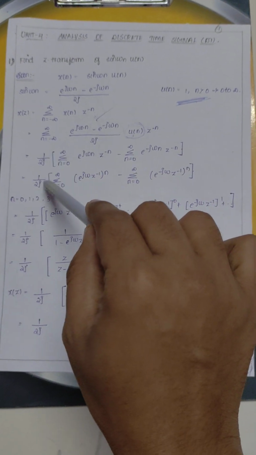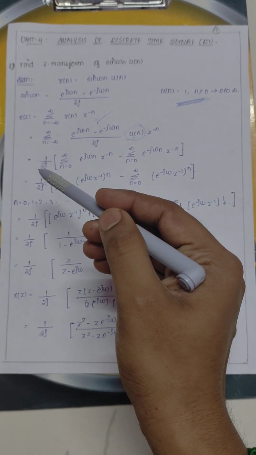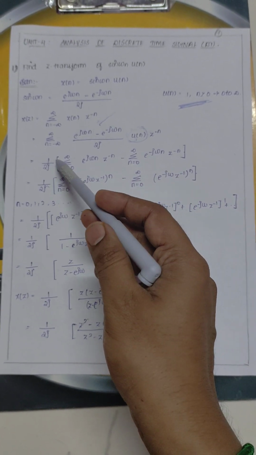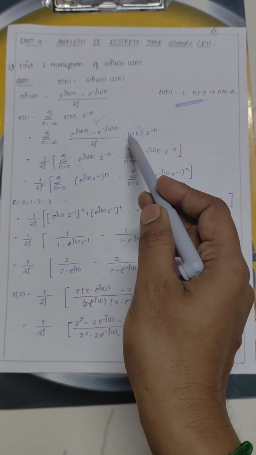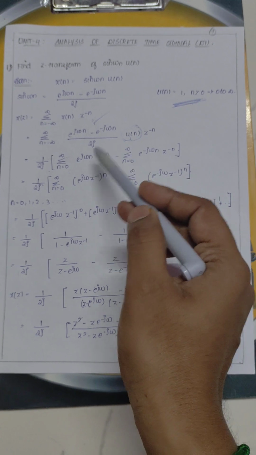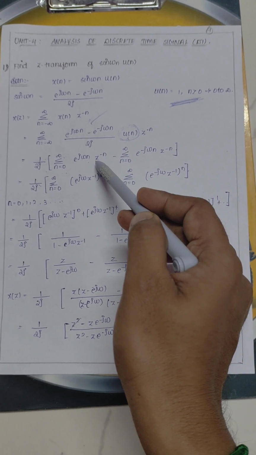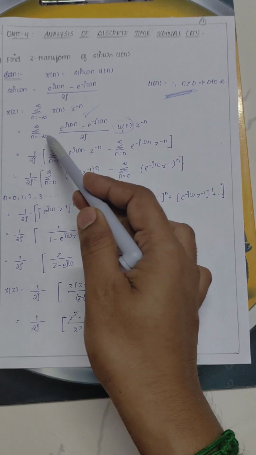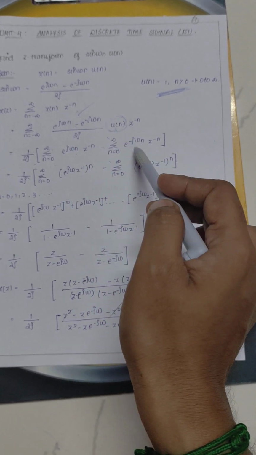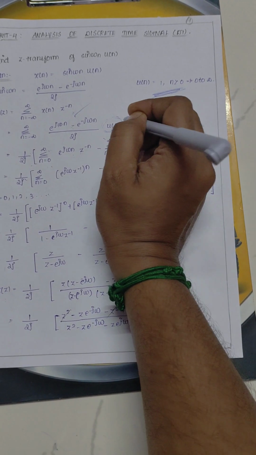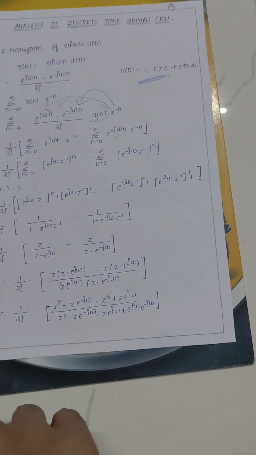Now 1 by 2j, summation n equal to 0 to infinity, because u of n is substituted as 1, e power j omega n z power minus n, minus the summation n equal to 0 to infinity e power minus j omega n z power minus n. So take this z power minus n here, and take this z power minus n here.